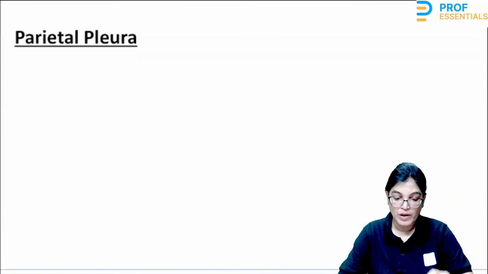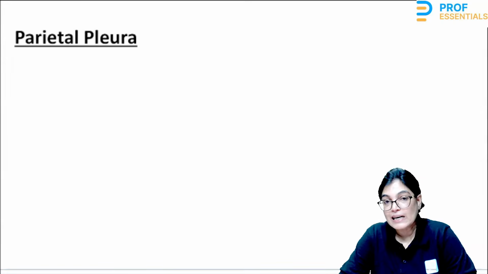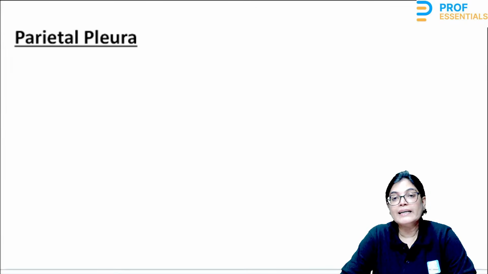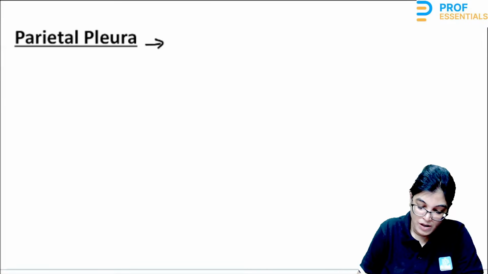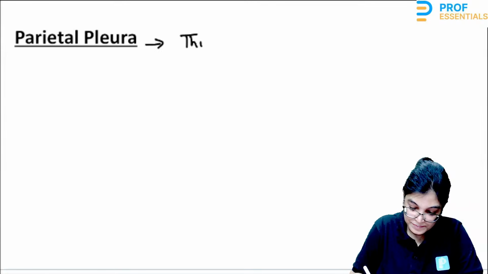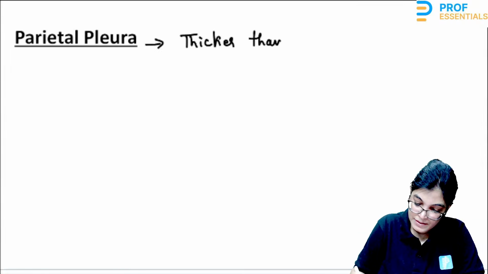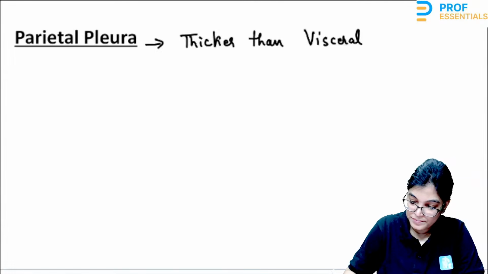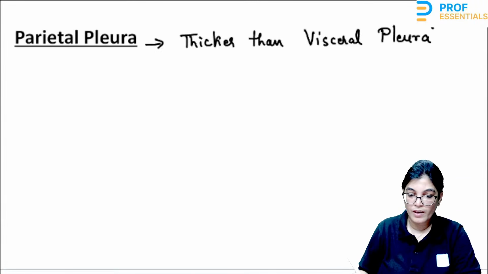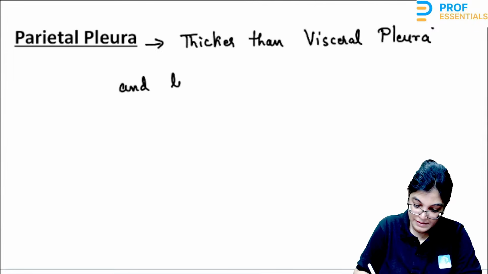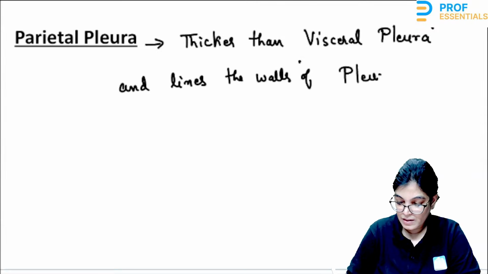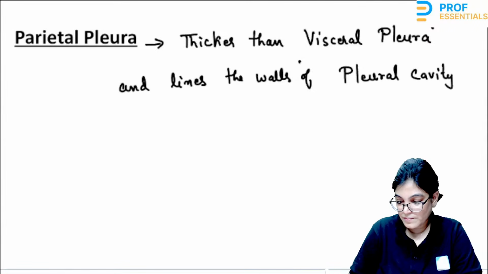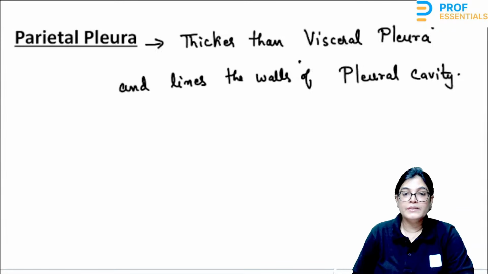Now let's talk about the other layer, the parietal pleura. It is thicker than the visceral pleura and it lines the walls of the pleural cavity or the thoracic cavity. Got it? Okay, now we are done with this.